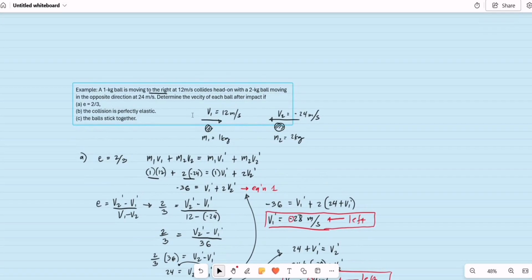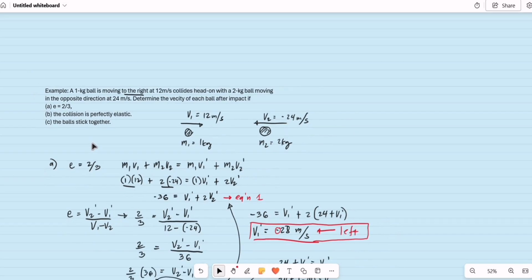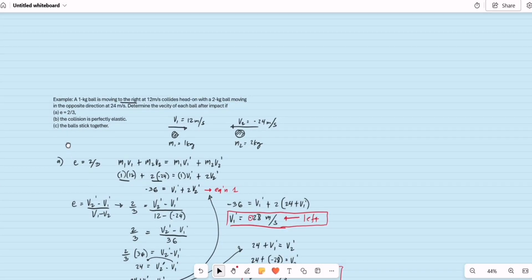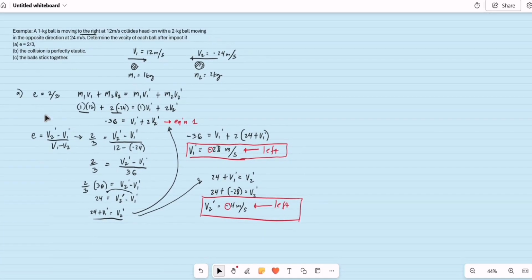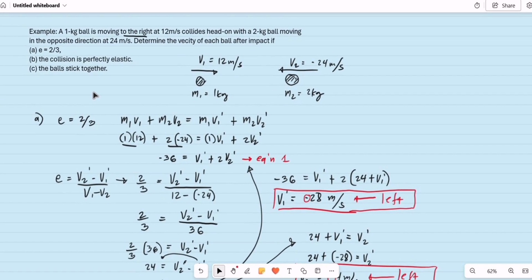So this will be our answer for letter A, the velocities of the two objects if the coefficient of restitution is equal to 2/3. Okay, let's proceed to letter B.